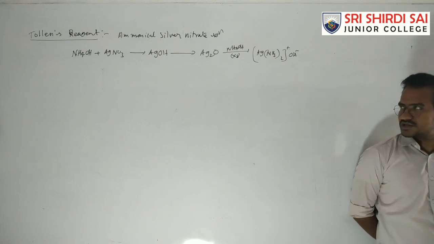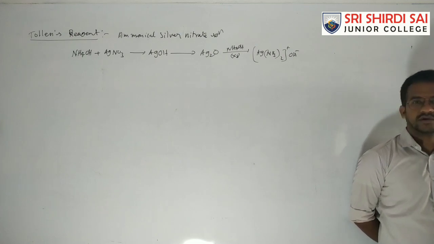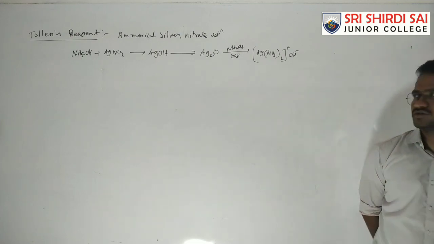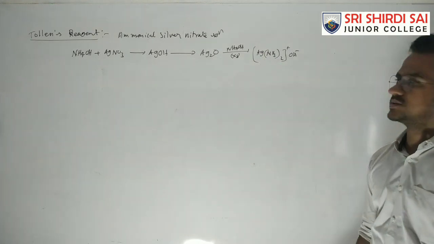First one, Tollens reagent. Tollens reagent is the ammoniacal silver nitrate solution, ammonium hydroxide and AgNO3. That can also be represented like this: [Ag(NH3)2]+ plus OH minus.